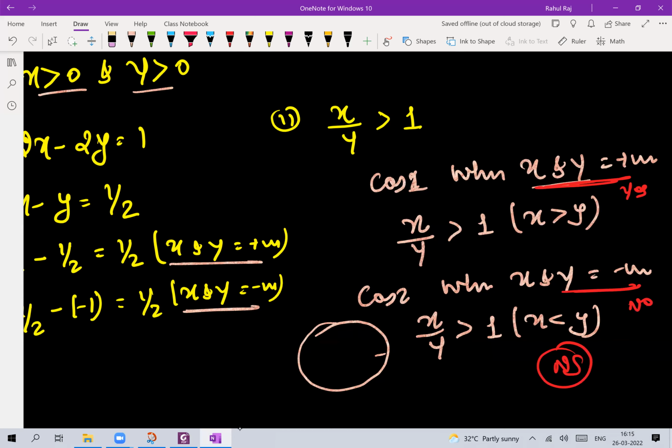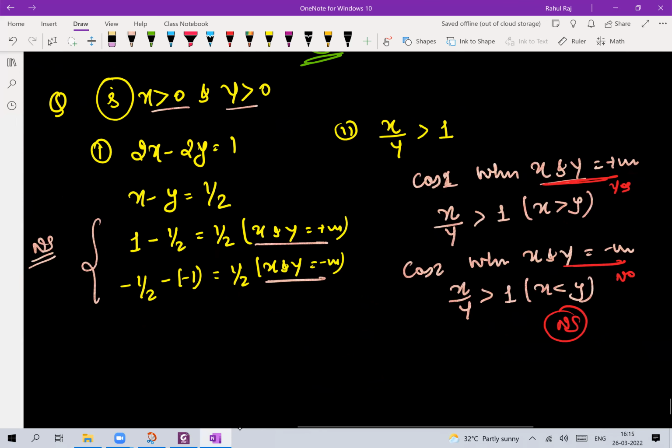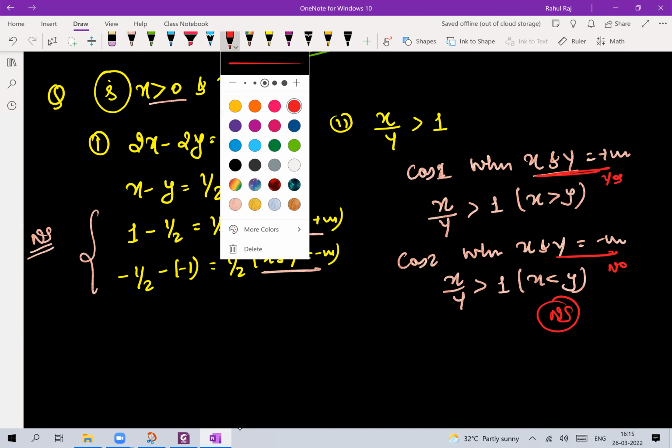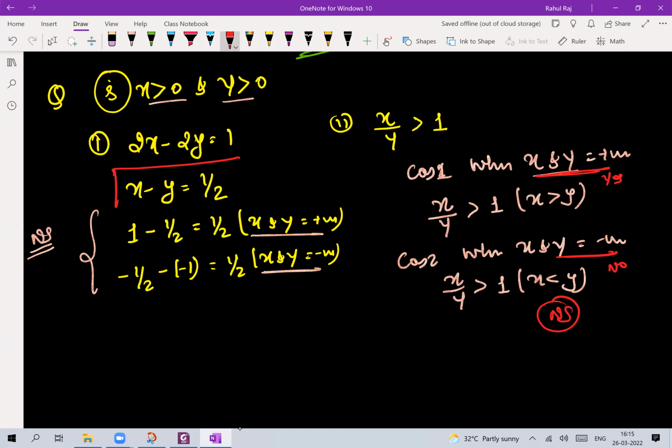Now, there are different ways to combine this. You can logically combine without even touching pen and paper. Please understand, it's good that you confirm that this is not sufficient. Option number 1 is not sufficient, but can I 100% say one thing? What can I conclude from option number 1? Can I say X is equal to Y plus half?